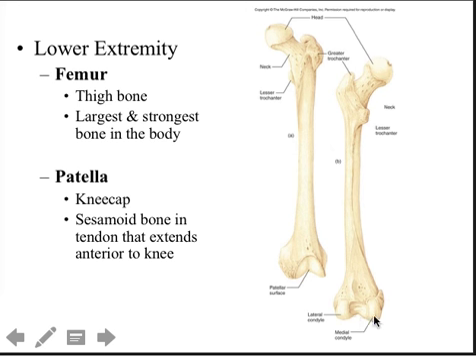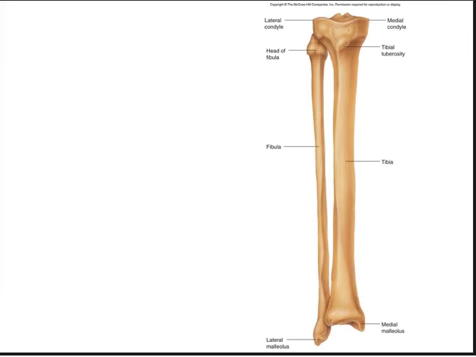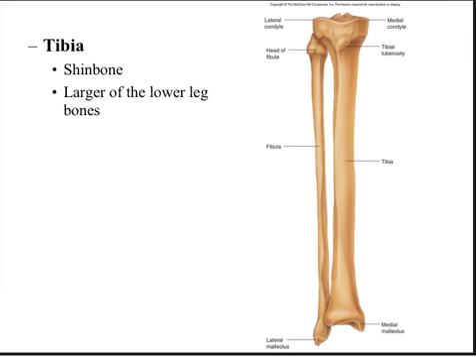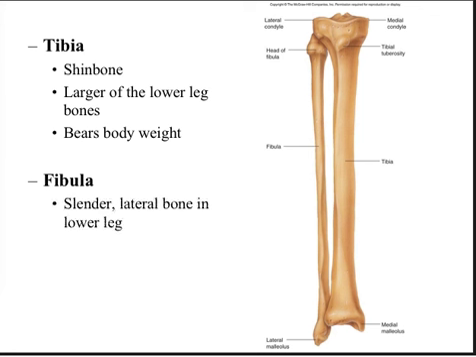We're going to find out there's another bone in the lower leg called the fibula, and the femur does not articulate with that bone. Okay, the tibia is your shin bone. It's the larger of the lower leg bones and bears the body's weight, while the fibula is the lateral strut of your lower leg and is a lateral stabilizer. It is a much slenderer bone.